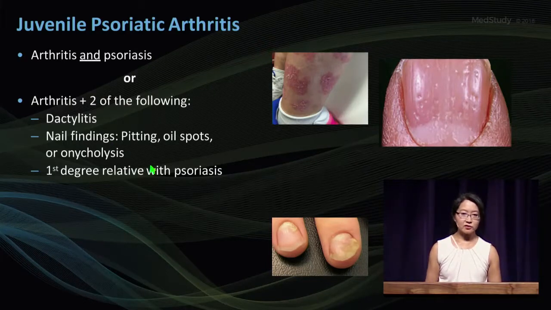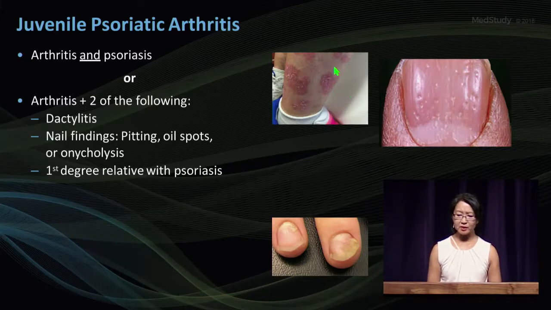So let's look at juvenile psoriatic arthritis. The definition of psoriatic arthritis is that the patient has arthritis and psoriasis. But if they don't have psoriasis, arthritis with 2 of the following will also suffice: dactylitis, nail findings such as pitting, or a first-degree relative with psoriasis.